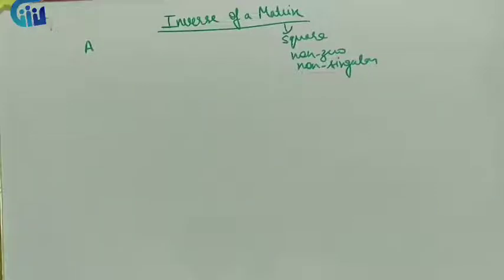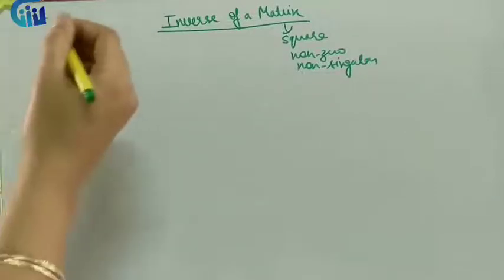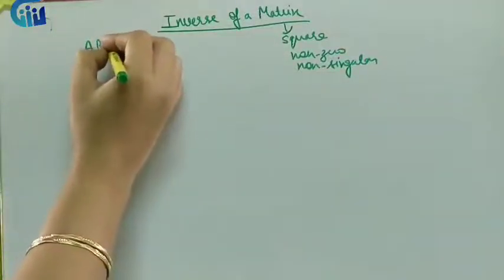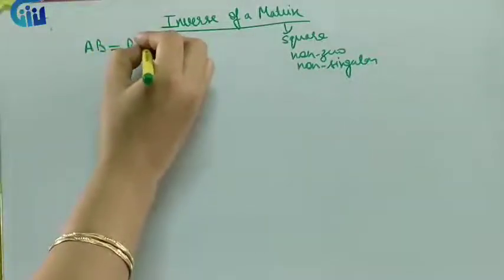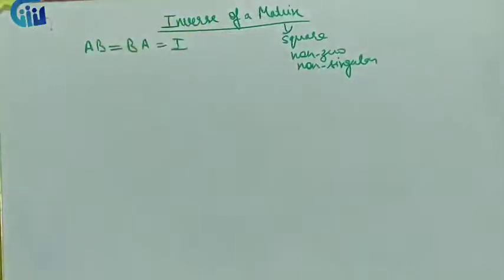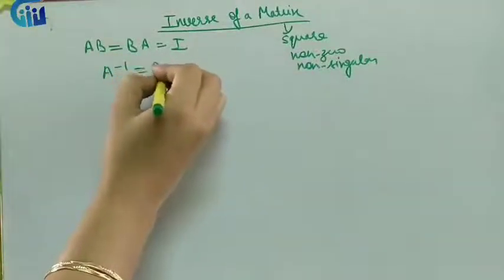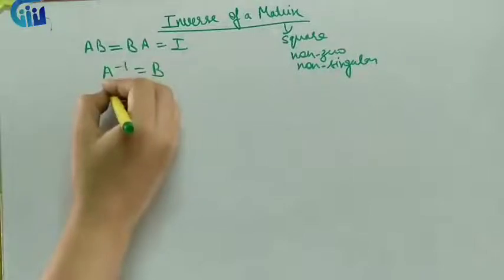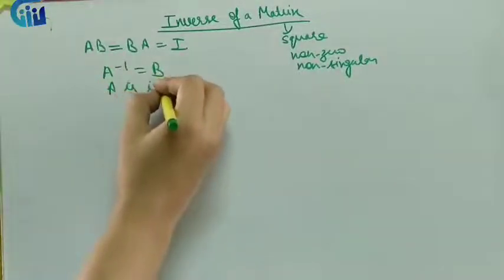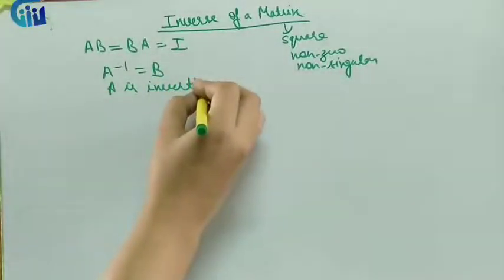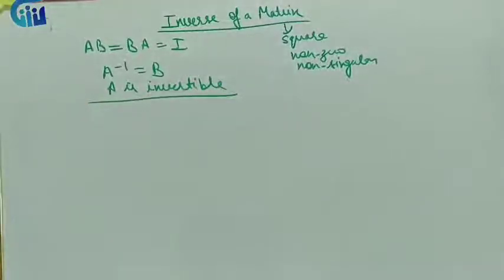So if A is a matrix, we say its inverse exists if I can find a matrix B such that the product AB is equal to BA is equal to identity. The order of identity matrix will be same as the order of matrix A. Then we say A is invertible and its inverse, which we write as A inverse, is equal to B. So we say A is invertible if its inverse exists.